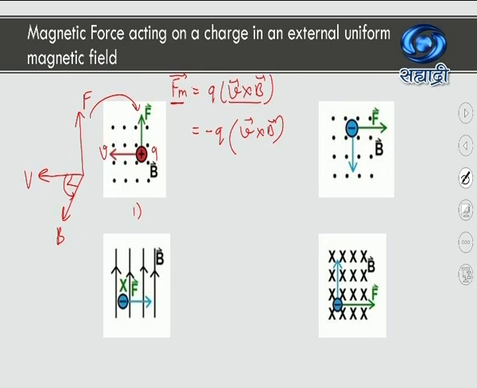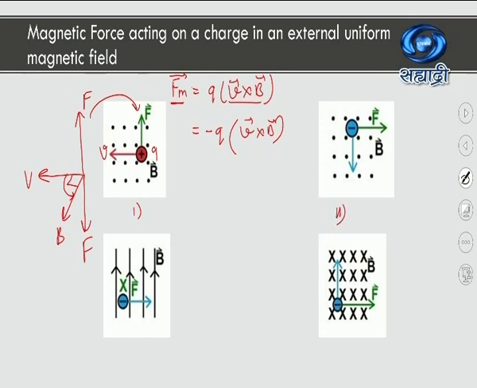V cross B gives us direction upward, but remember, negative of V cross B is in the downward direction. So if the charge is negative, then force will be in the downward direction. Please understand this. The direction of magnetic force is decided even by the polarity of the charge. Let us go for the second case.